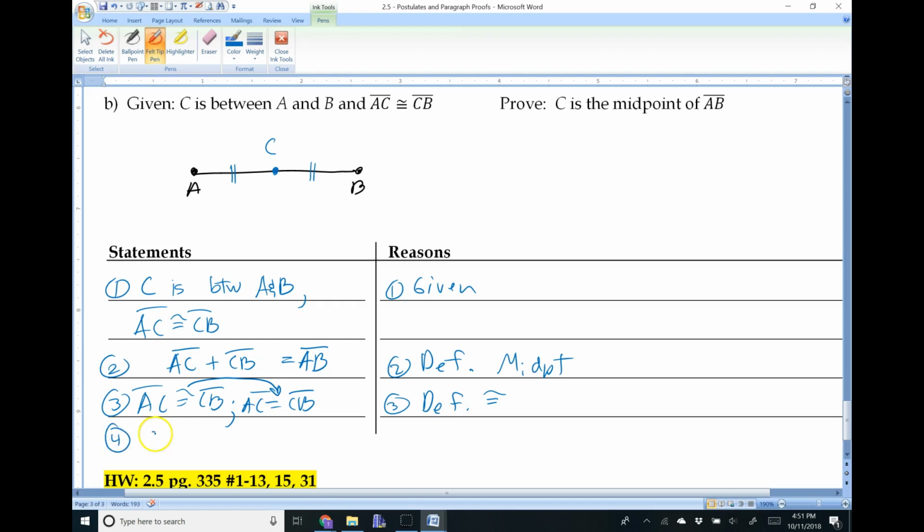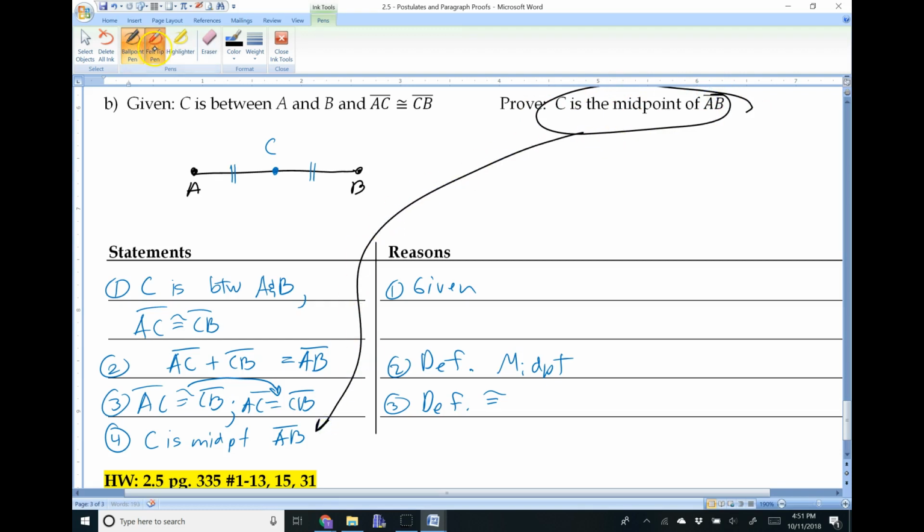Now the last step here, we can say C is the midpoint of AB. We can go straight to this and just put it right there, right? And we can say a lot of reasons here. We can say definition of midpoint if you want, or we can even use the midpoint theorem, Theorem 2.1, same thing, okay?